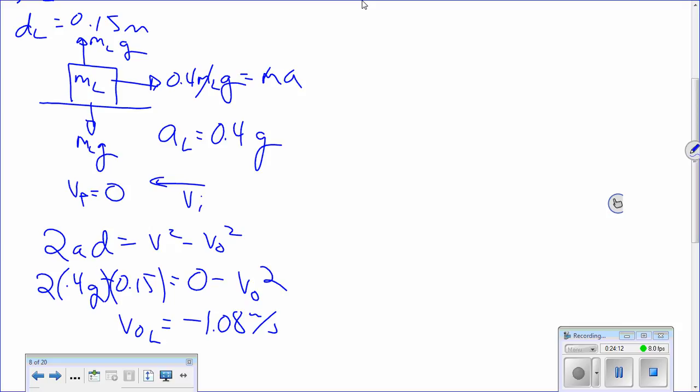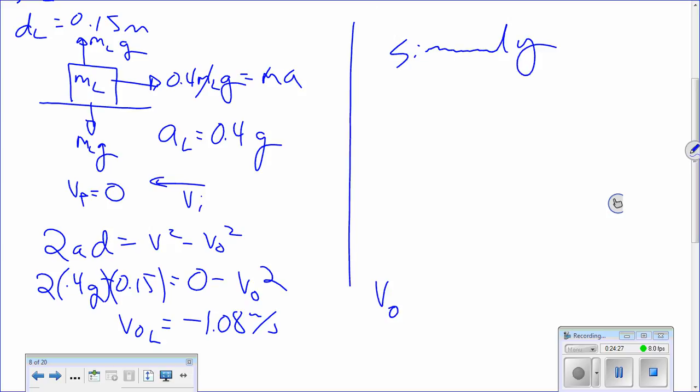Good. Everybody good up to that? All right, and then you do the exact same thing for the block on the right, and you'll find that similarly, the initial velocity of the block on the right is positive 1.56 meters a second. Everybody good up to there? It's the exact same process, you just flip everything around.